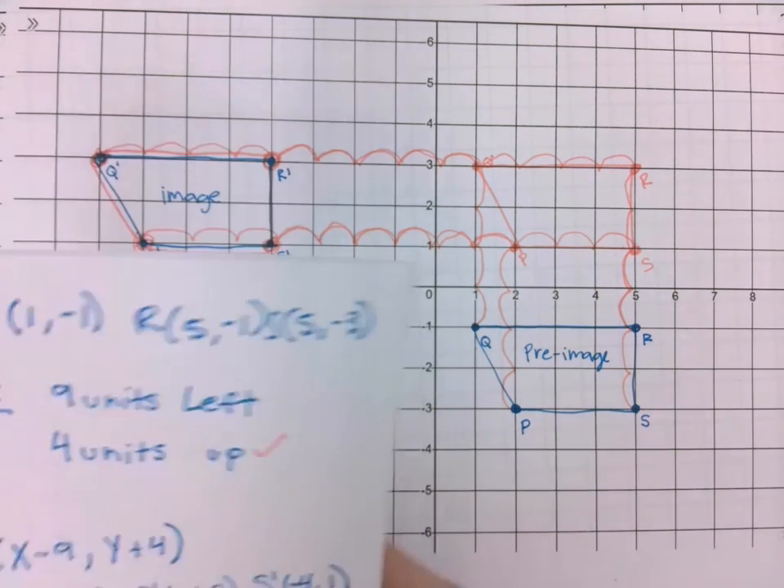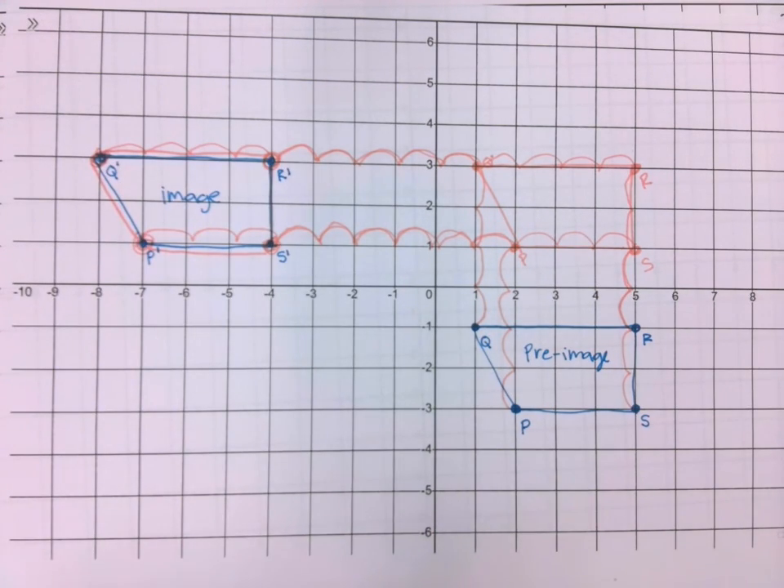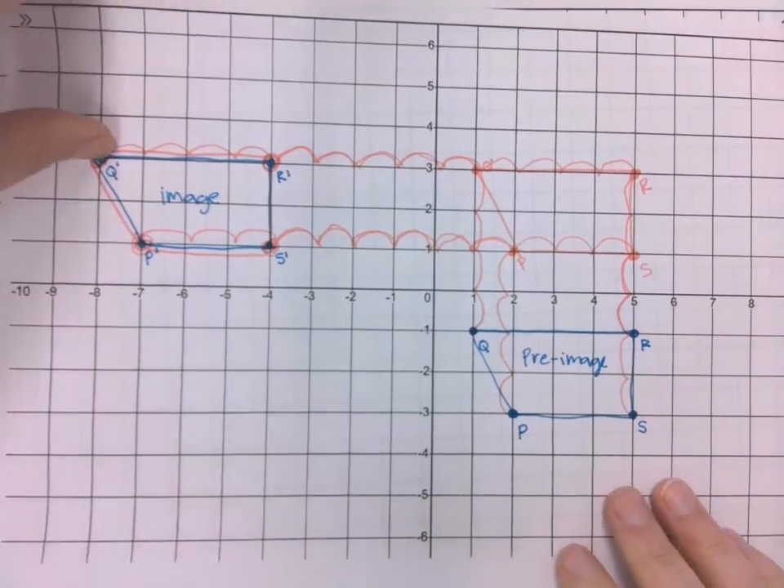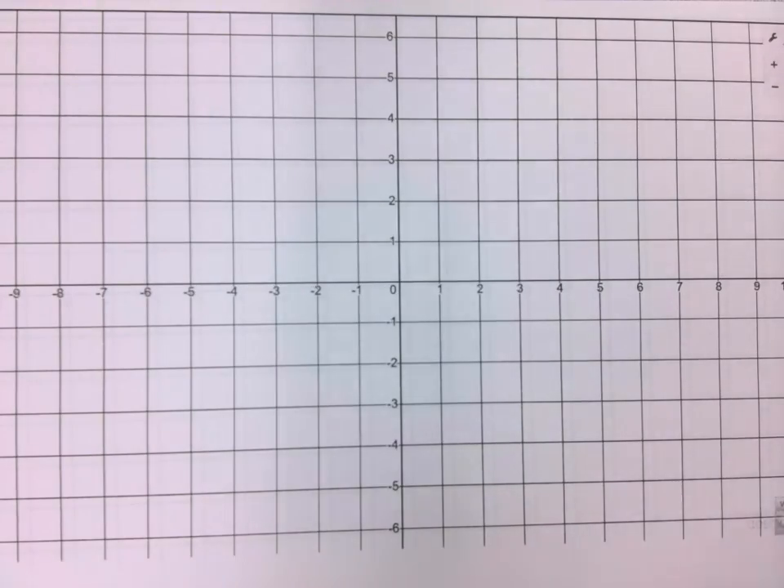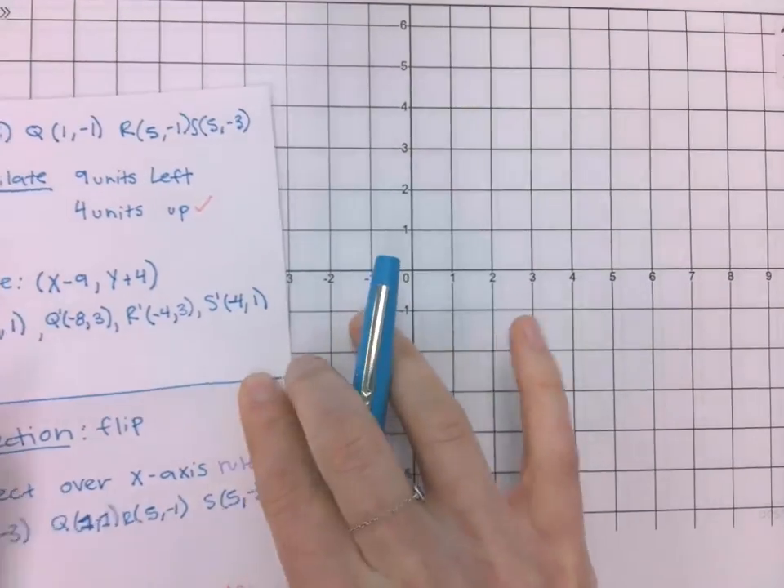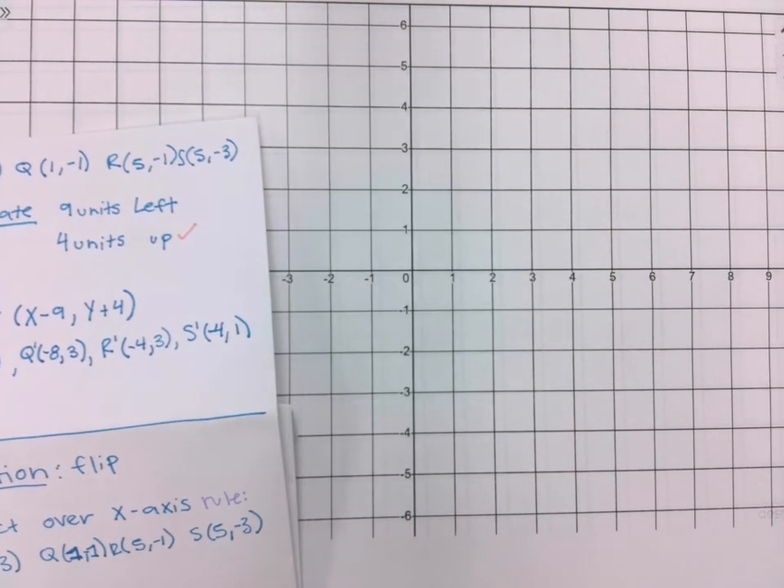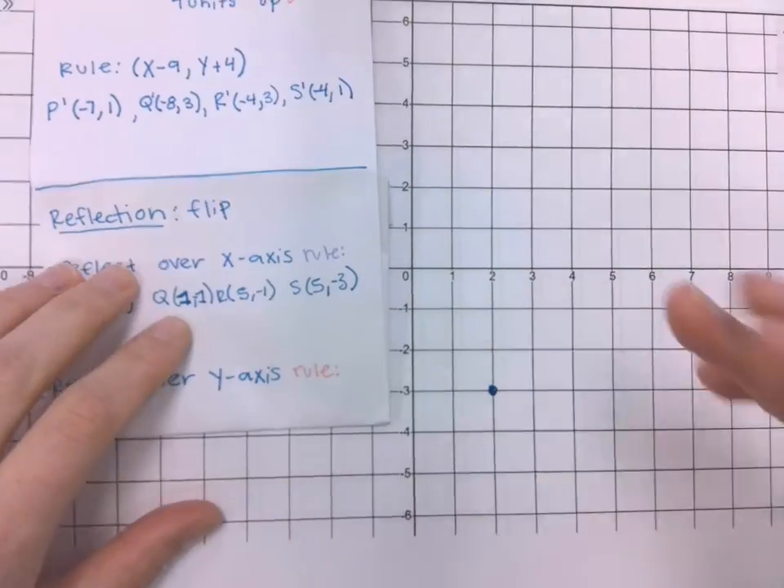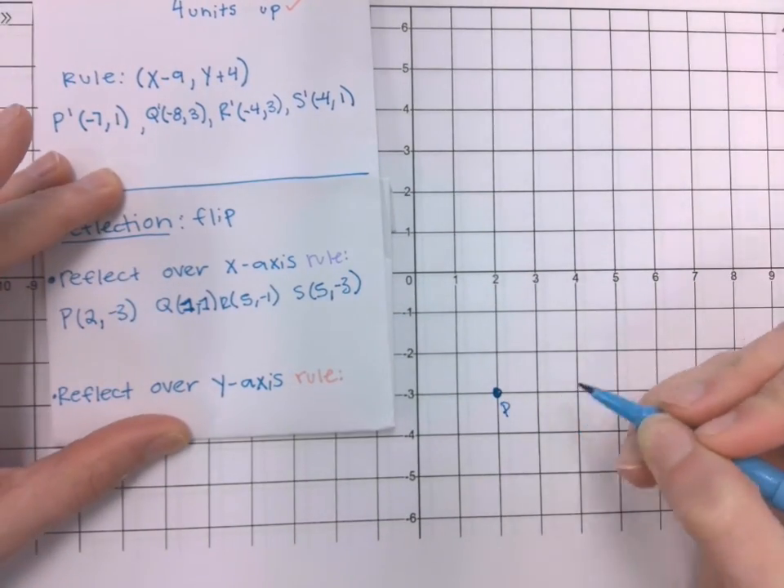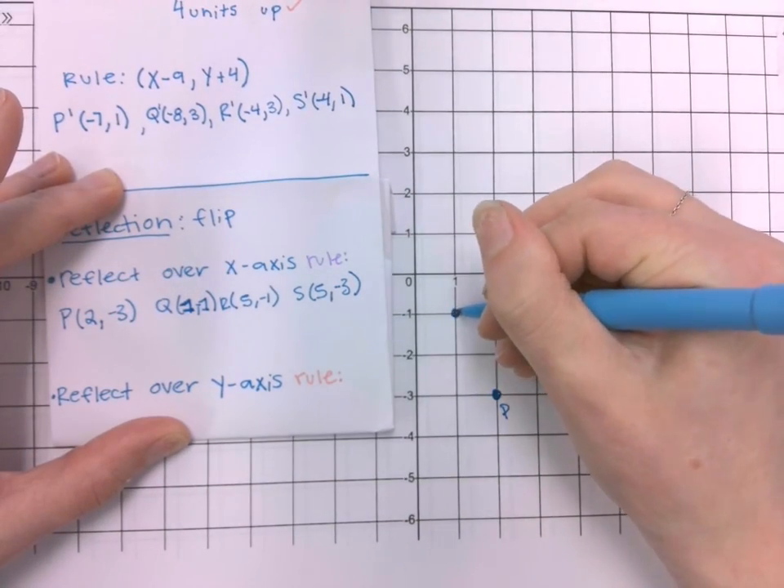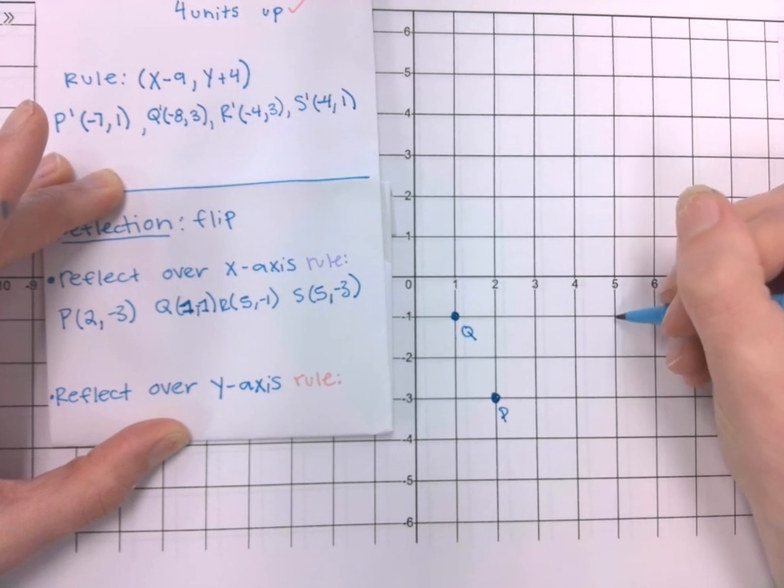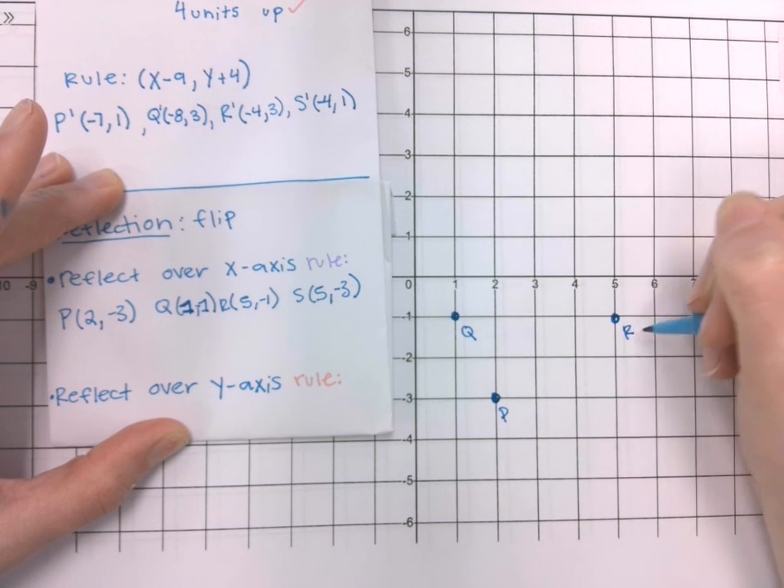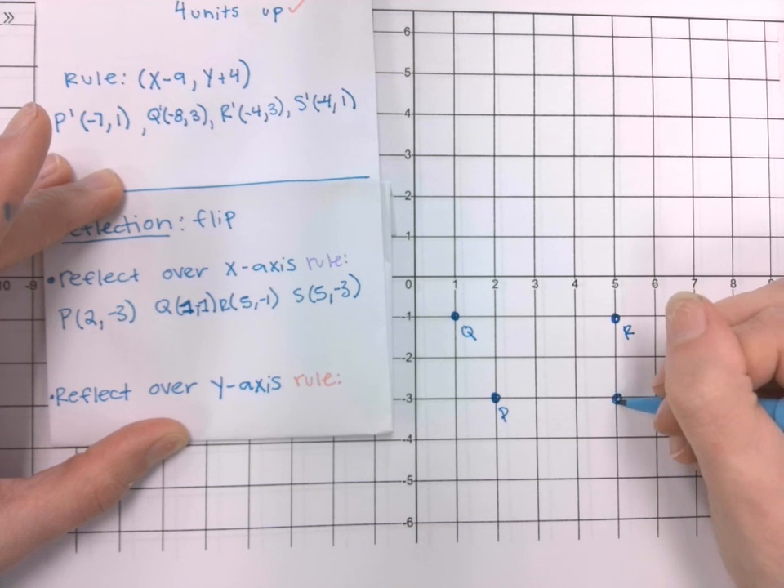Now, let's talk about a reflection, okay? So I'm going to take this paper, put it to the side, and let's do the same shape. So I'm at 2, -3, and that's point P. I'm at 1, -1, that's Q. 5, -1 is R, and 5, -3 is S.